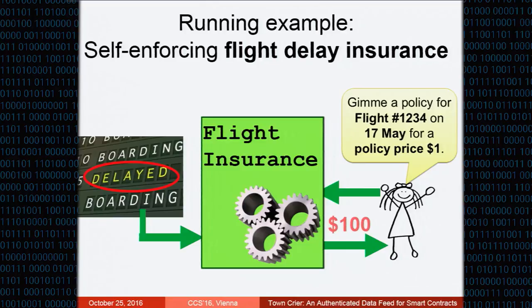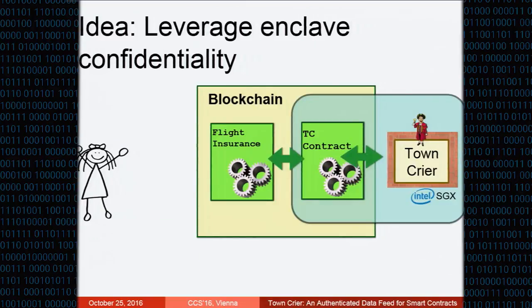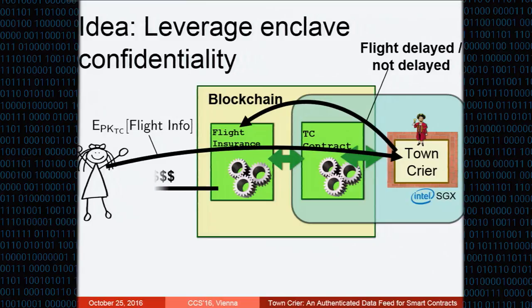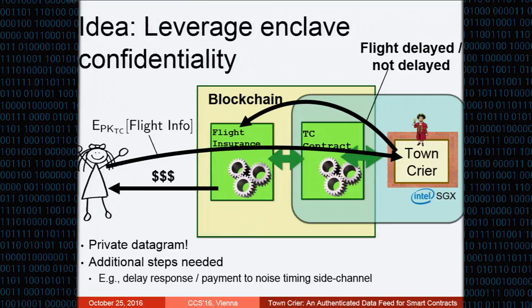Here's an example of why confidentiality is desirable. For example, you are using this flight delay insurance. And to use this, you need to send your flight information to the blockchain, which means to the entire world. This is certainly not good, and you can think of worse. So what we can do with TownCrier is, you will instead send an encrypted version of your flight info to TownCrier. Because TownCrier has a secret key, it can decrypt the flight info and the rest of the protocol just runs as normal. And by doing so, you are actually using the TownCrier service, but without revealing any information about your flight info.